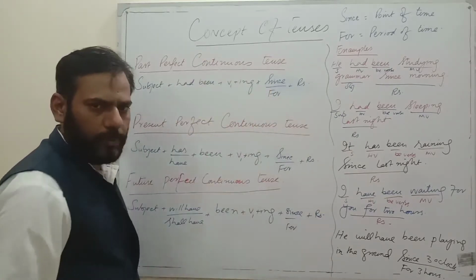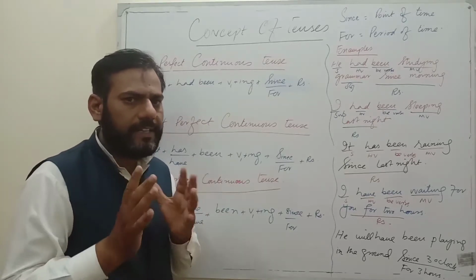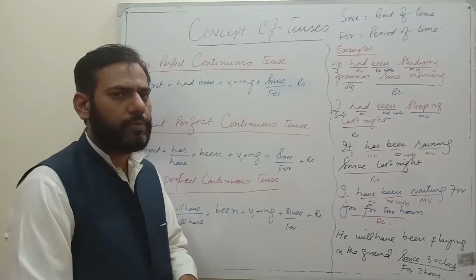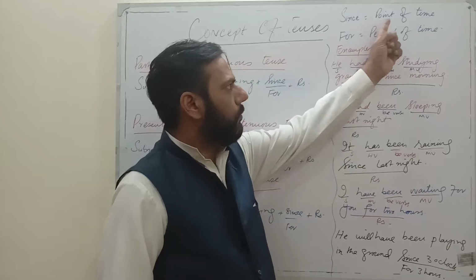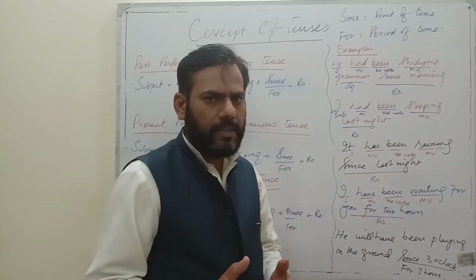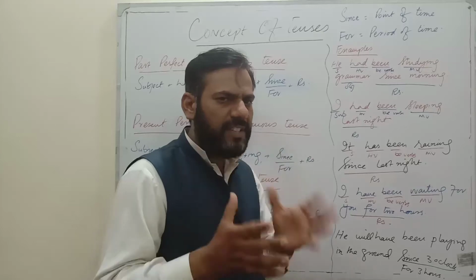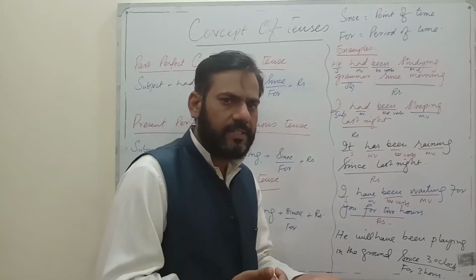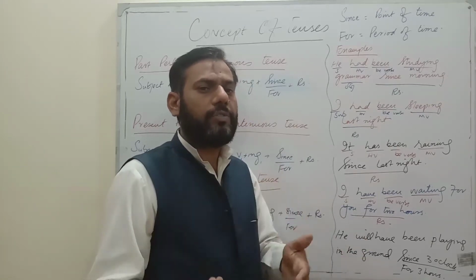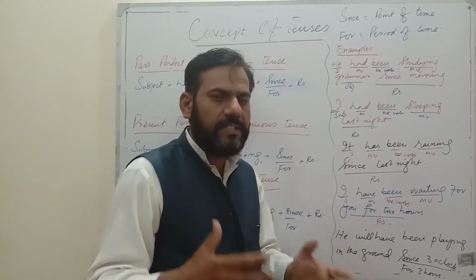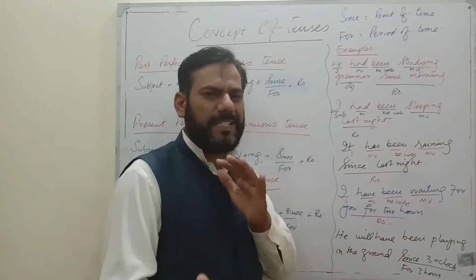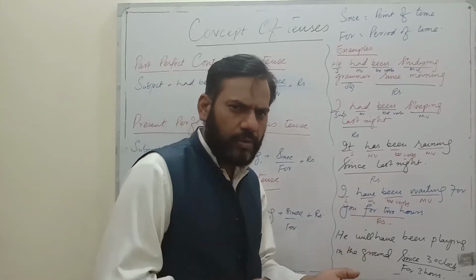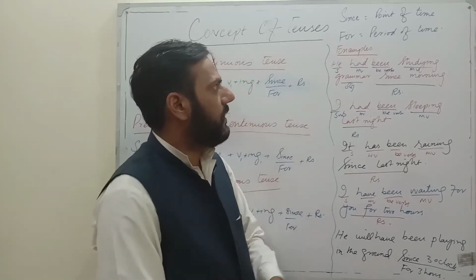Since and for are optional. It depends on the sentence when it is necessary to use them. Where should they be used? Look at the board at the corner. Since is for a point of time, a specified, fixed time: since morning, since evening, since last night, since yesterday, since 2010, since childhood, since youth age. So these are the specific times when since is used. We can say since 2 o'clock, since 3 o'clock, since 10 o'clock. These are specified times.